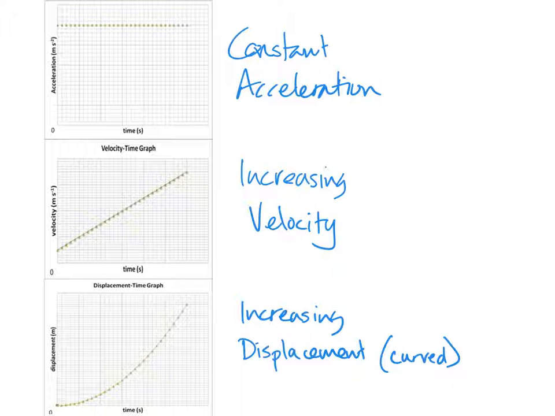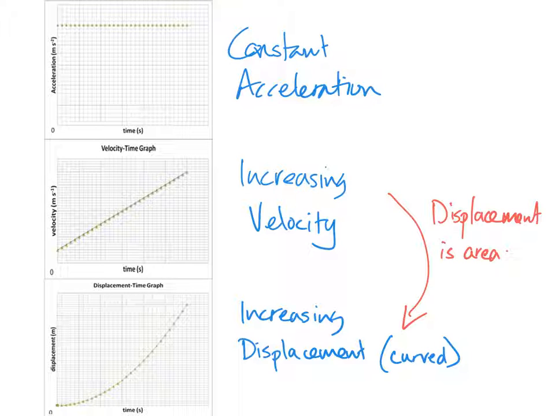Starting from acceleration, you can work out what's going on with velocity, you can work out what's going on with displacement. You may also remember that the displacement can be worked out as the area under the velocity time graph. So that's another link between this graph and that graph. Displacement is area under a velocity time graph.